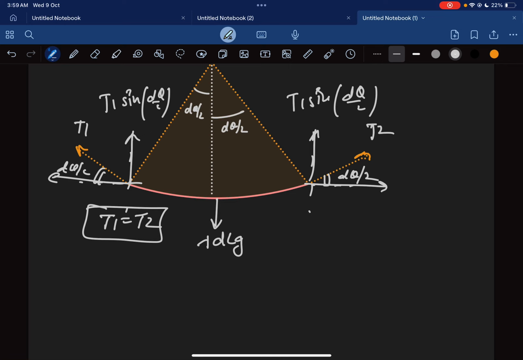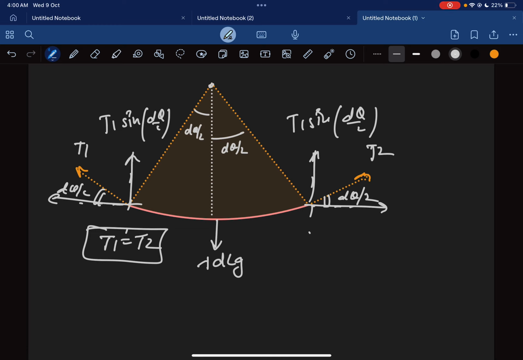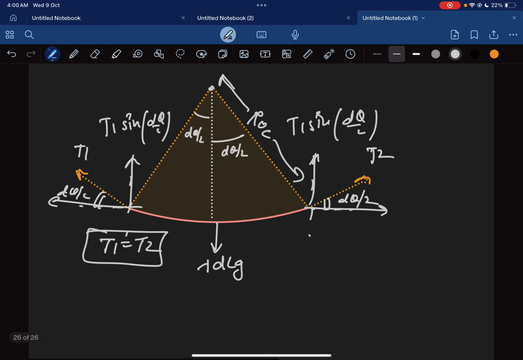One more thing, how will I put the radius of curvature in this equation? Just see it. This is the center of that particular sphere which will form at the bottommost point of the catenary. This will be my radius of curvature. By using the formula theta equals L by R, this whole angle is my d theta.